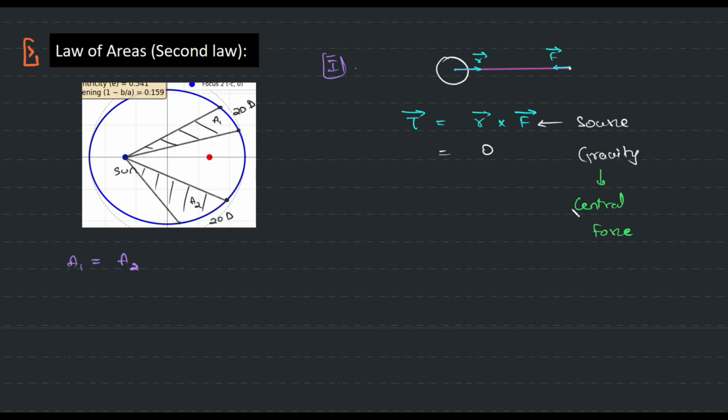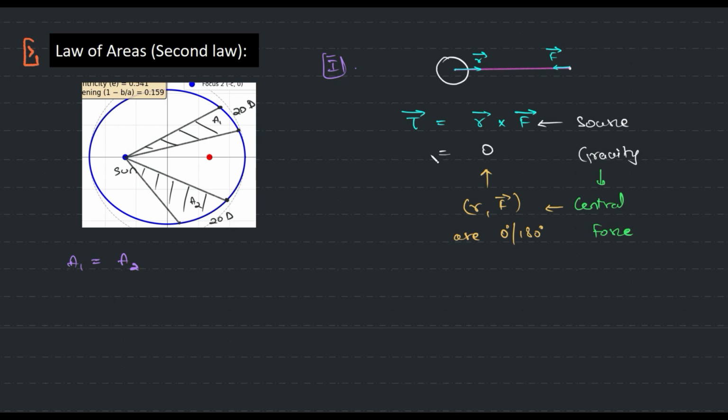So basically, as a consequence, R and F are collinear. How do I write collinear? Either 0 degree or 180 degree. Yeah, that's better. They're either 0 degree or 180 degree. In this case, it's 180 degree. But as a whole, what happens? The consequence is that your torque will be 0. Quite simple. The only source of force on the planet is gravity because of the sun, and the force is always pointing towards its center. So torque will be 0, as simple as that.